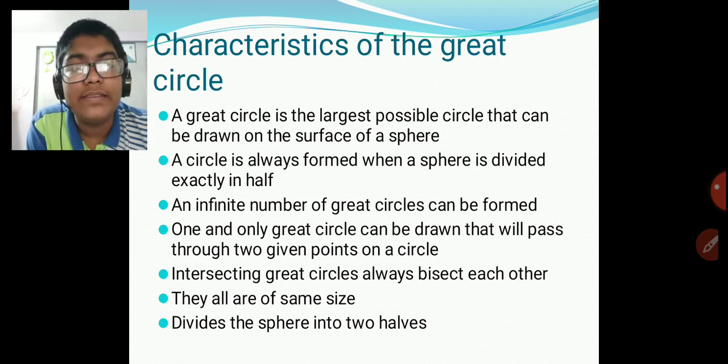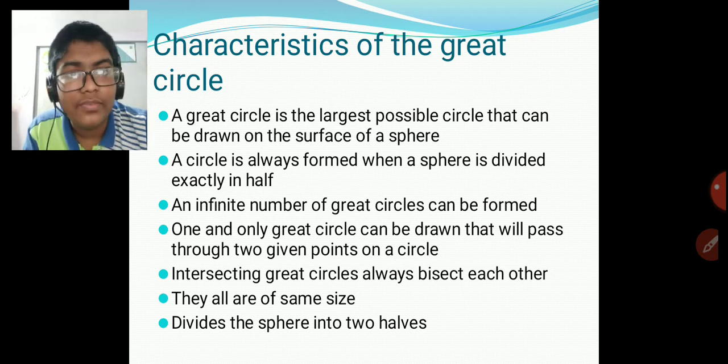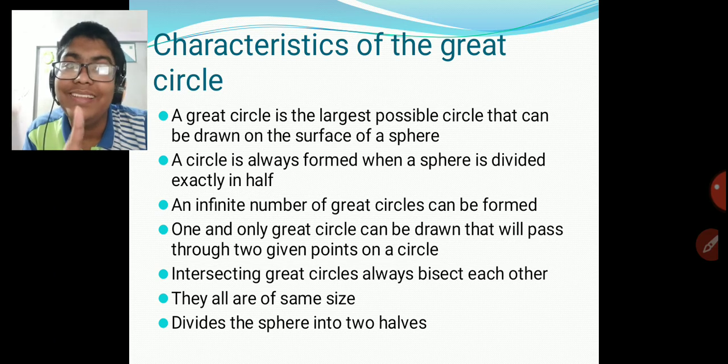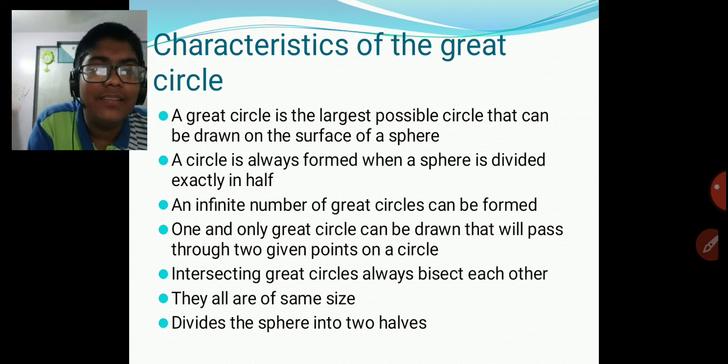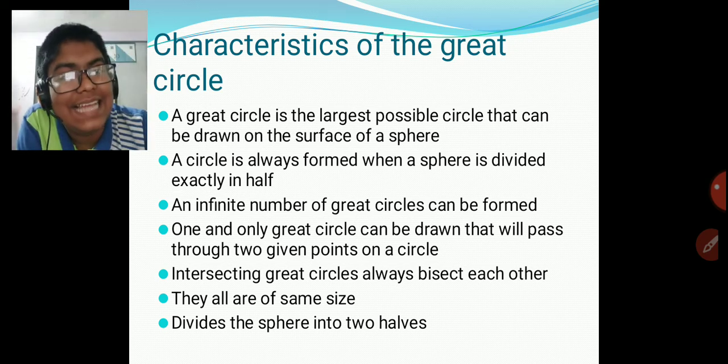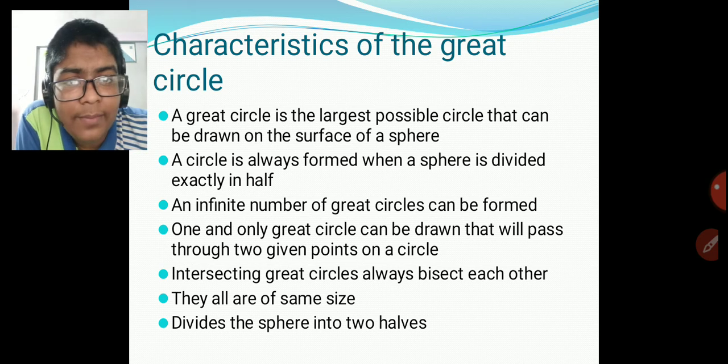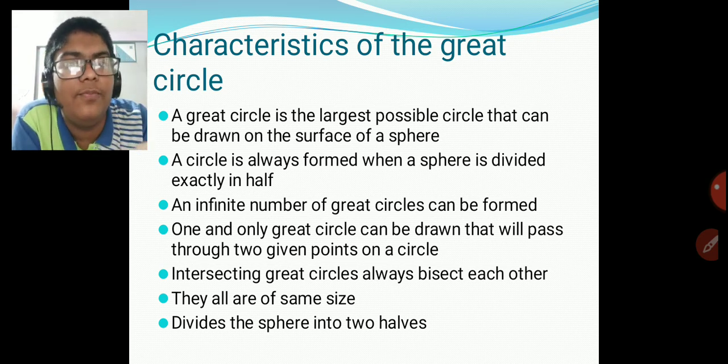But if you say latitudes which are great circles, it's only one, the equator. Why? We will learn further. Intersecting great circles always bisect each other. They are all of the same size and divide the sphere into two halves. Let's move ahead.